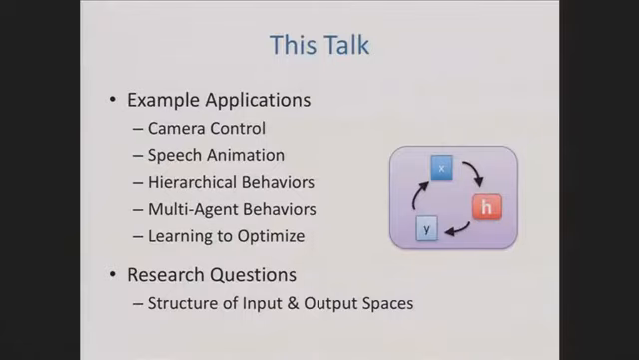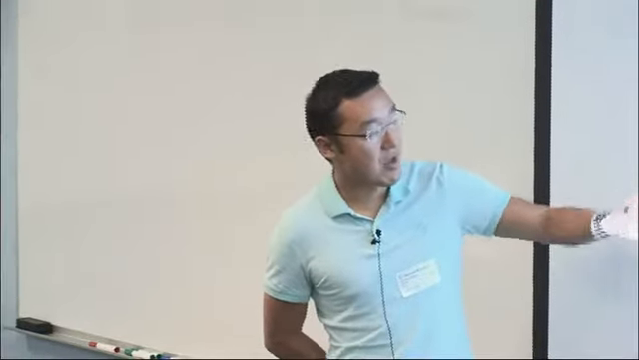Okay, so in this talk, I'll go through basically a vignette of five application areas in chemical control, speech animation, hierarchical behaviors, multi-agent behaviors, and learning to optimize over computational oracles. And the research questions that I'll highlight are basically, how do we capture the structure of these complicated input and output spaces in a way that is both flexible and leads to more efficient learning?